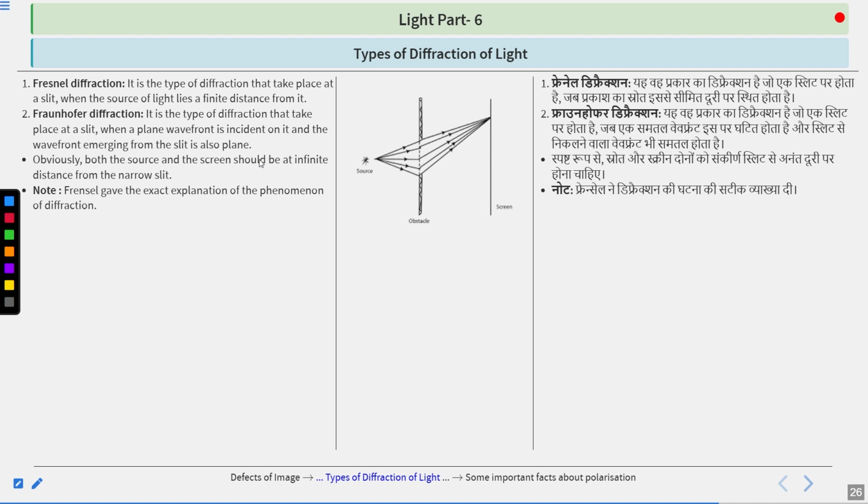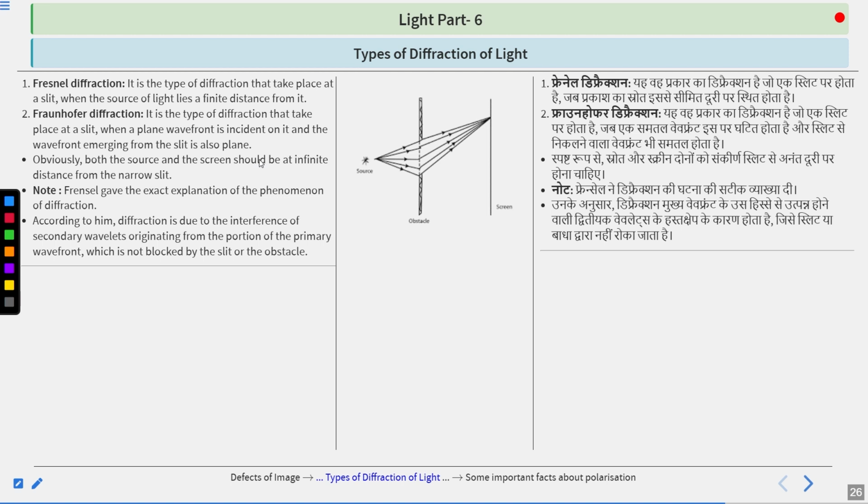There is a note. Fresnel gave the exact explanation of the phenomenon of diffraction. According to him, diffraction is due to the interference of secondary wavelets originating from the portion of the primary wavefront which is not blocked by the slit or the obstacle.